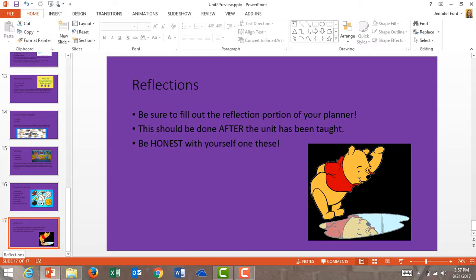Well, and this is something I know I didn't talk a lot about last year, but these reflections at the end of these units, you've got to be sure to fill the reflection portion out. Be sure that it's done after the unit's been taught. Don't try to do that ahead of time. It's awesome to be ahead of things, but you really want to be honest with yourself about these and really think about, how did this go? Did this go well? Should I tweak this?